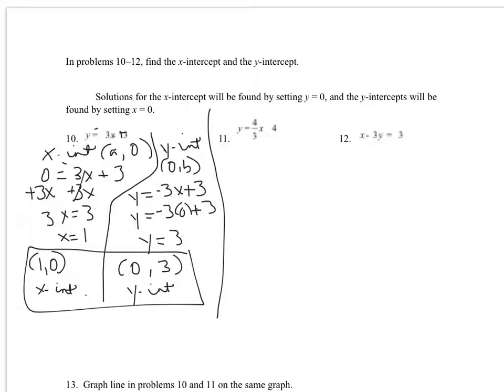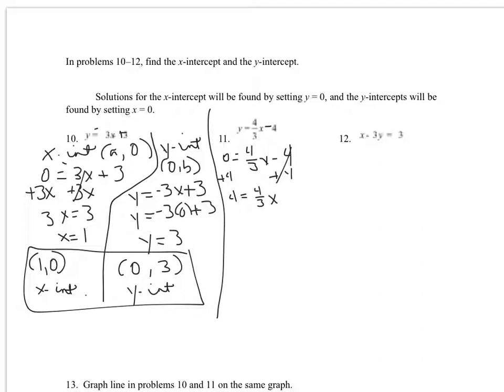Now, the next one is y equals 4/3 x minus 4. You're going to do the same thing. So if I plug in 0 for y, and I solve this, again, I can move either of these two terms to the other side. I'm going to move the one that's negative. So I'm going to add 4 to each side, and that would give me 4 equals 4/3 x, because these canceled over here.